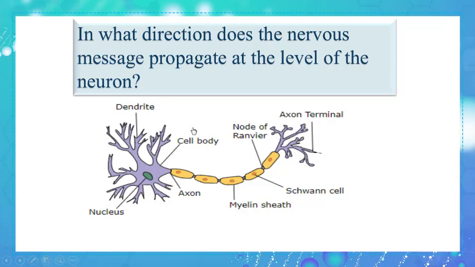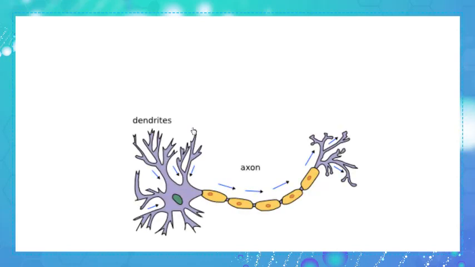So the dendrites conduct the nerve message towards the terminal buds along the axon in one direction only, and that is why the nervous message along the neuron is unidirectional. This ensures that the nerve message propagates in a unique direction, or one-way direction, as shown in the figure.